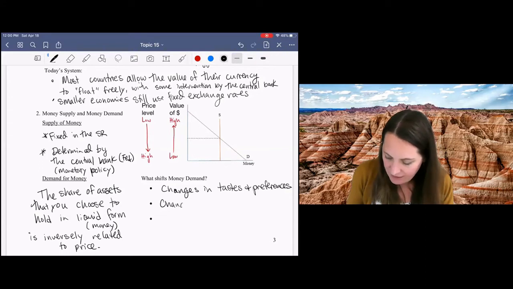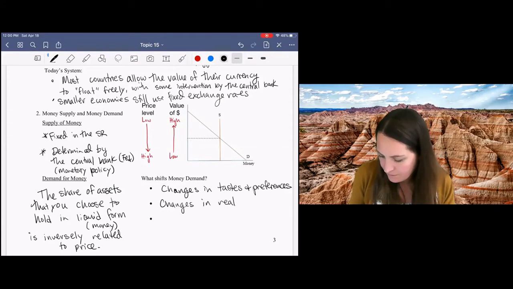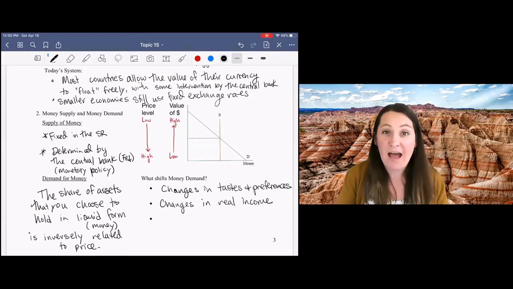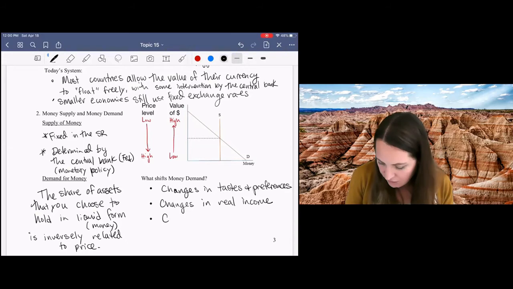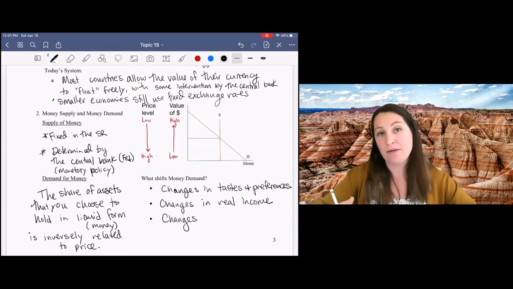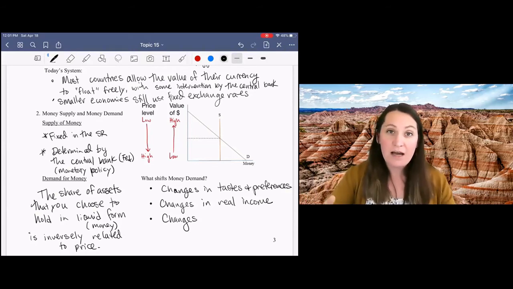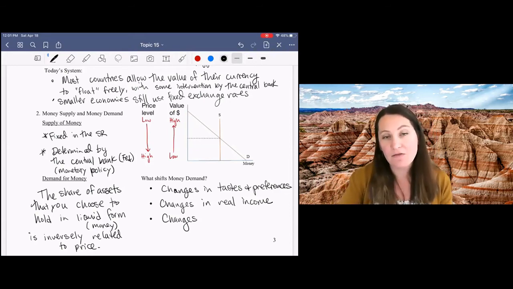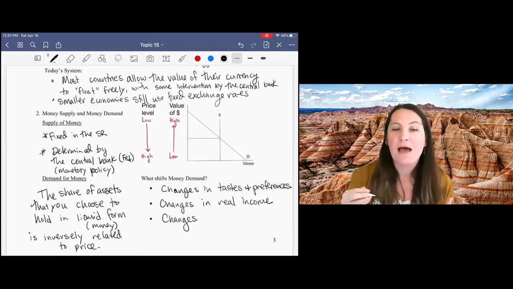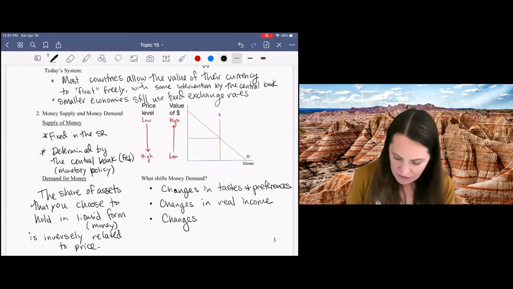Okay, changes in real income. If I have a higher real income, I'm going to probably increase my consumption spending, and therefore I will increase the amount of money that I would like to hold. And then the last one here is going to be changes in foreign demand. So a lot of our currency is held by people in other countries, but also every time that someone wants to buy something that was produced in the US, they need US dollars to do that. So we have foreign exchange markets that allow the conversion of one currency to another currency, and that's going to also affect demand for US dollars.